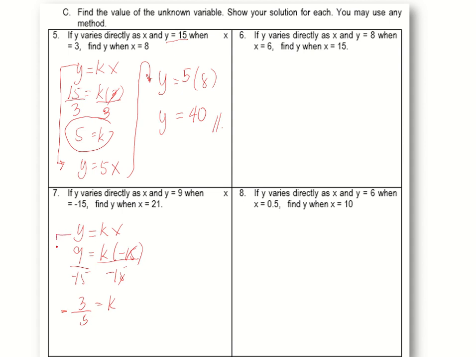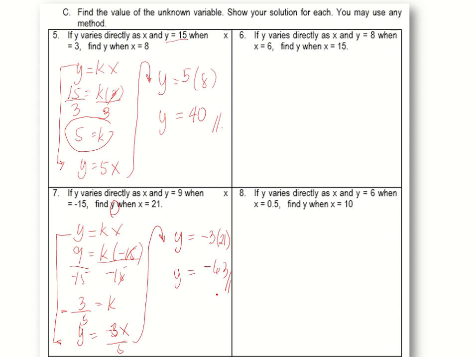Then we write the equation of variation going back to step 1. So we have y is equal to negative 3x over 5. Then we make use of this equation to solve for y when x equals 21. So we have now y is equal to negative 3 times x, that is 21. So our y is equal to negative 63. That's it. That's how easy it is. Okay? So, solve for items 6 and 8 independently.